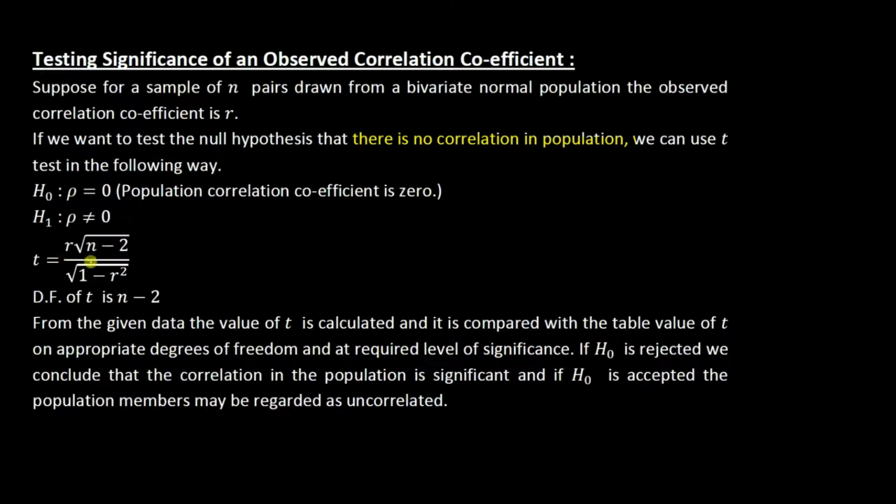T calculated value can be found by using t equal to r under root of n minus 2 upon under root of 1 minus r square, and degree of freedom is n minus 2 because in correlation there are two samples, x and y. Then we have to find table value and compare both t calculated and table value. So let us start our sums.